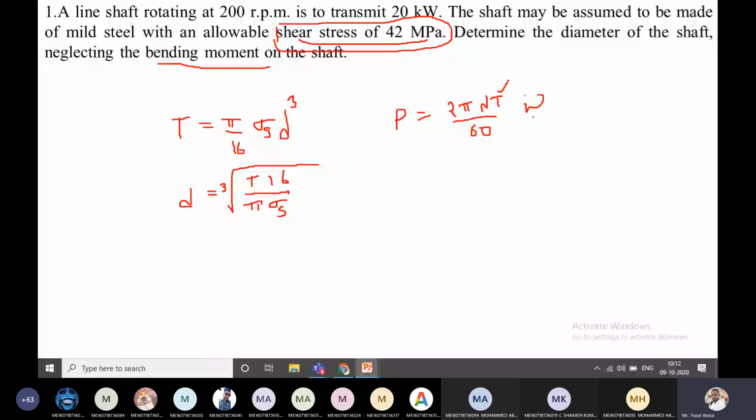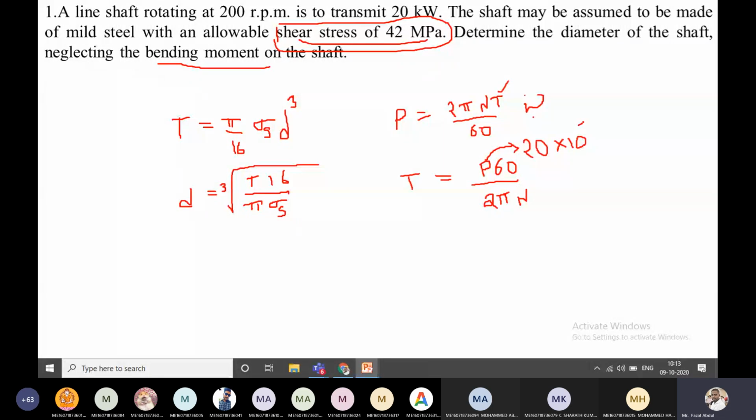What is the T here? T equals P into 60 by 2 pi N. Substitute the P value here as 20 kilowatts, which means we need to write the kilo value also, 10 to the power of 3. The N value is given in the question as 200 rpm.